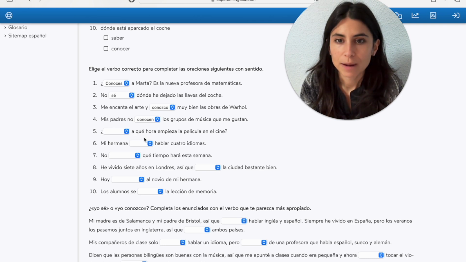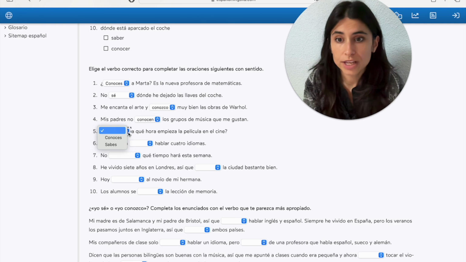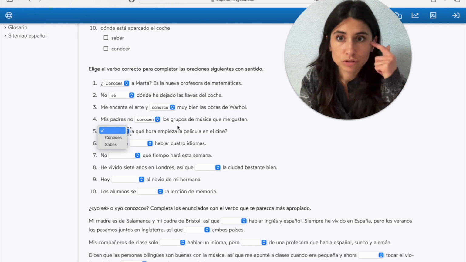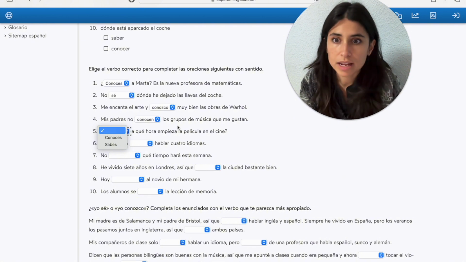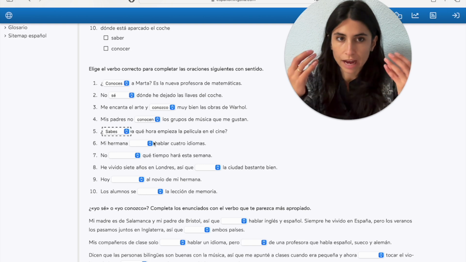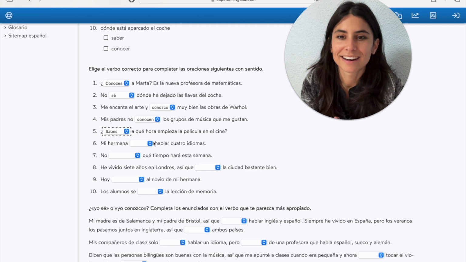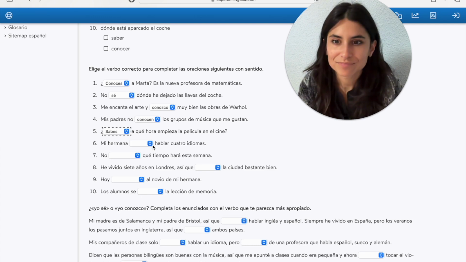¿A qué hora empieza la película del cine? ¿Conoces, sabes a qué hora empieza la película del cine? This is a fact to know intellectually, right? Sabes. Do you know? Like, do you intellectually have learned, have you understood at what time the movie starts?